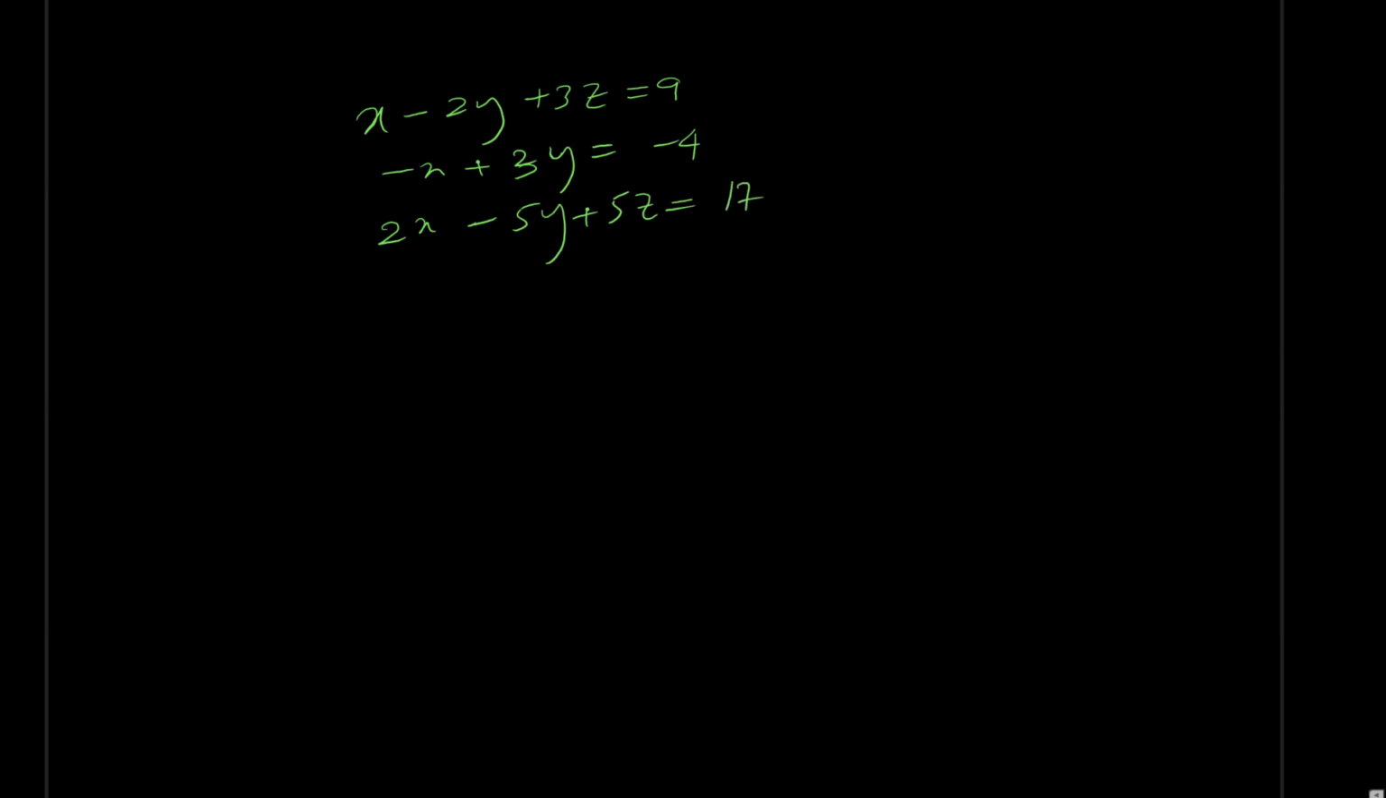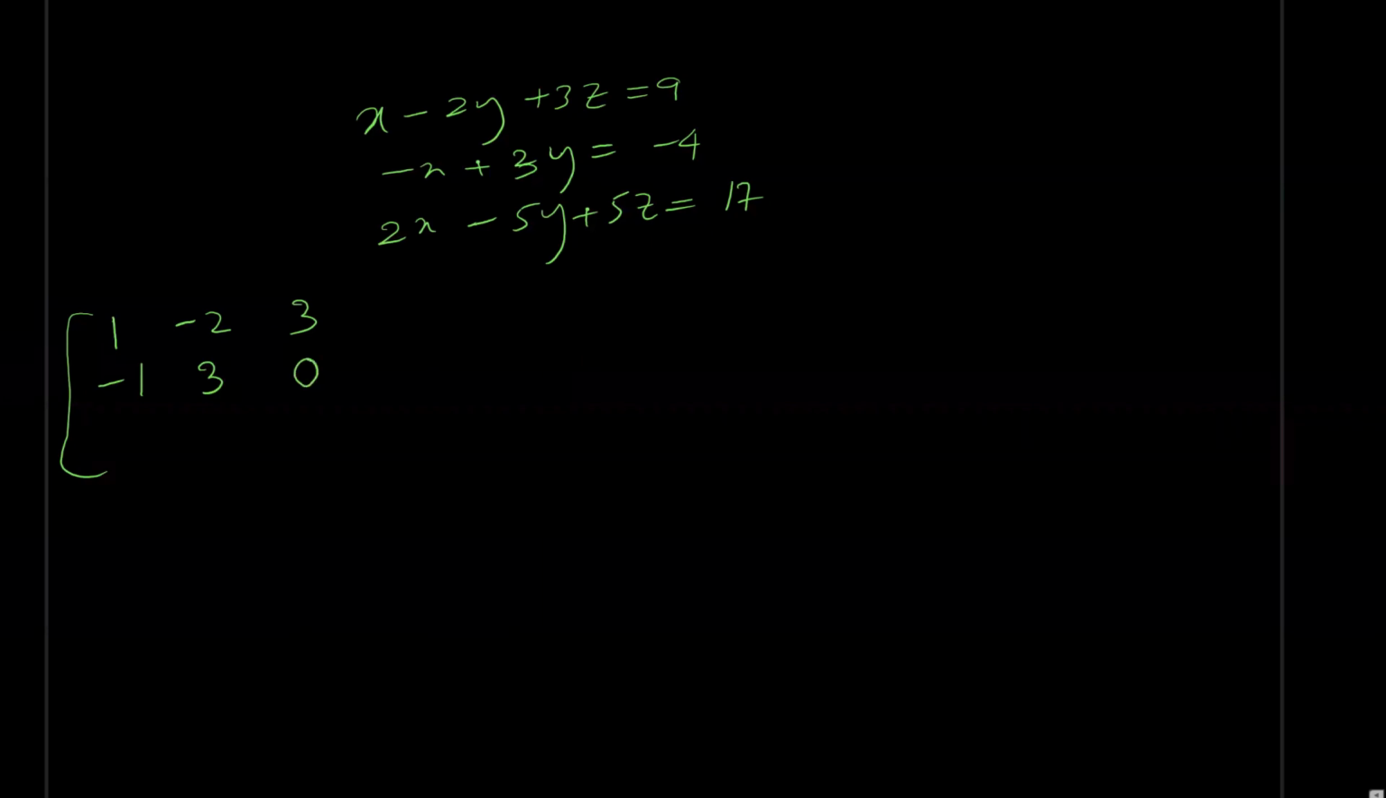How about this? Let's take a 3 by 3 one. x minus 2y plus 3z equals 9, minus x plus 3y equals negative 4, 2x minus 5y plus 5z equals 17. Now we have three equations. So this system is equivalent to 1, negative 2, 3. So you just write down those coefficients, negative 1, 3 and 0.